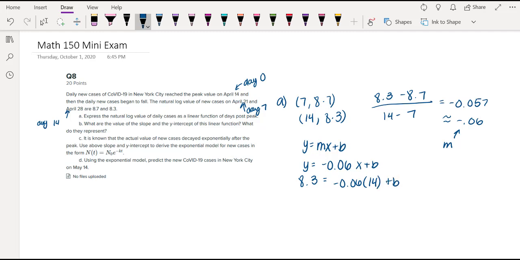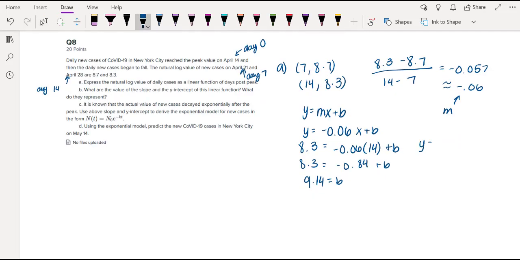Let's simplify the right-hand side by multiplying. Negative 0.06 times 14 in my calculator tells me negative 0.84, plus b. Now we can add 0.84 to both sides. That gives me 9.14 equals b. So my linear equation would be y equals negative 0.06x plus 9.14. 9.14 is my b. So here's my linear equation.